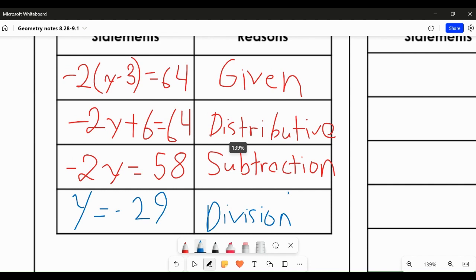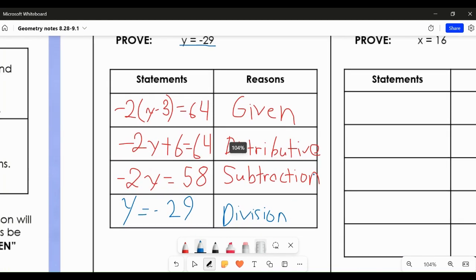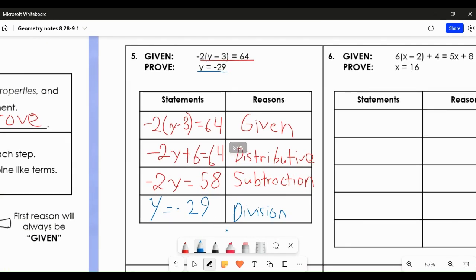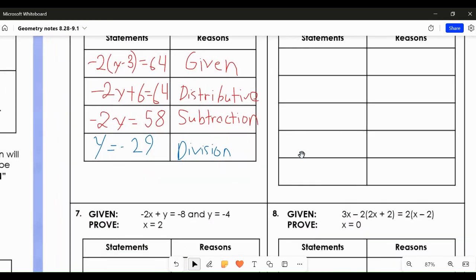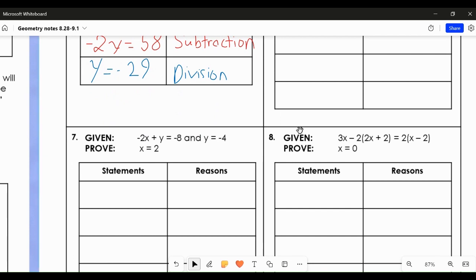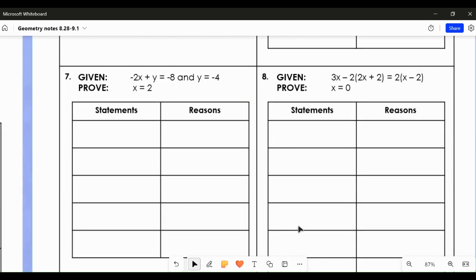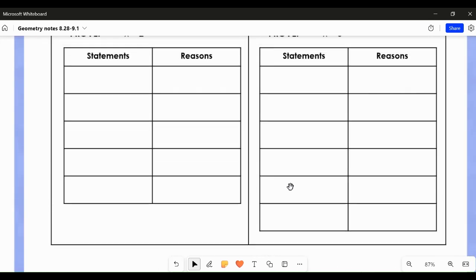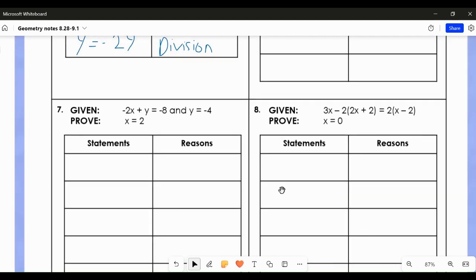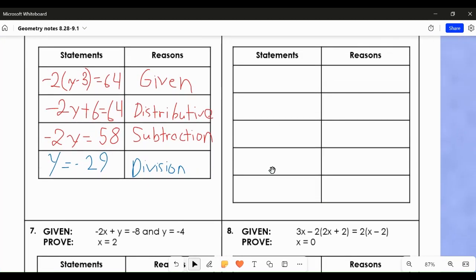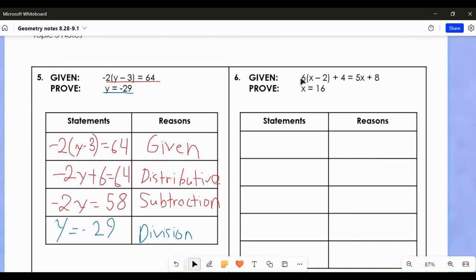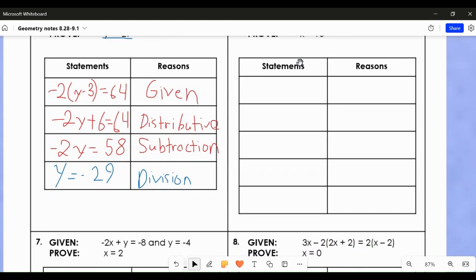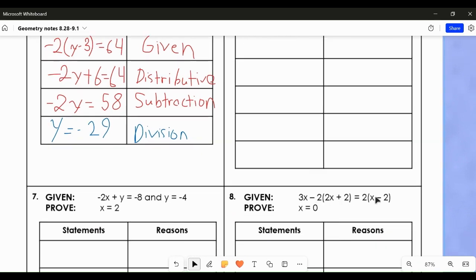Now, some tips for these next 3 that you guys are going to have to do. Remember, what you're trying to prove is always at the end of your proof. So all the lines where you see the word prove, that's all the way at the end. The lines that you're given for these cases, for like 6 and 8, that's all one thing. So all this is given to you.